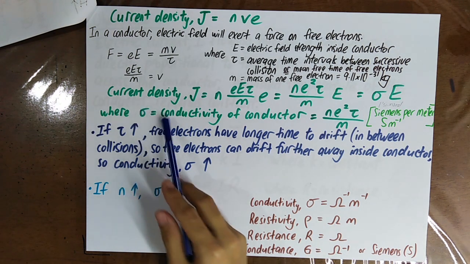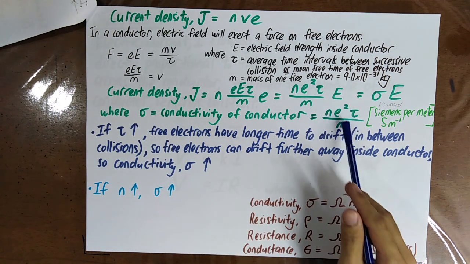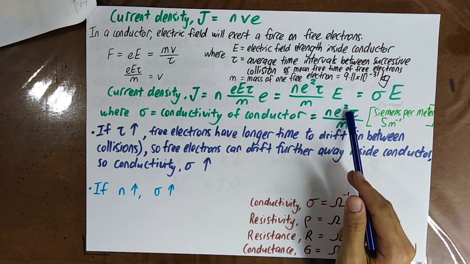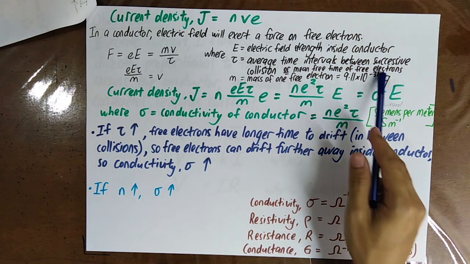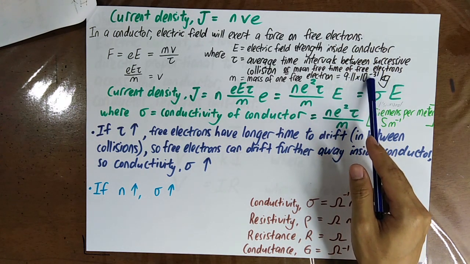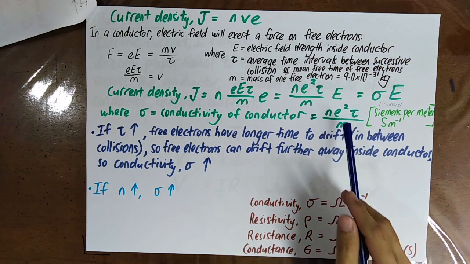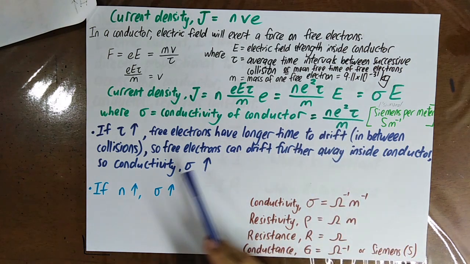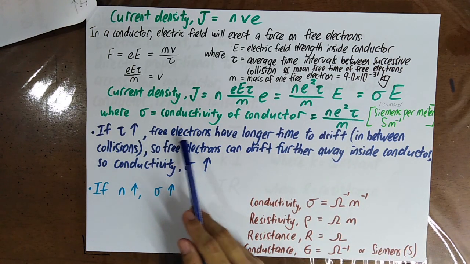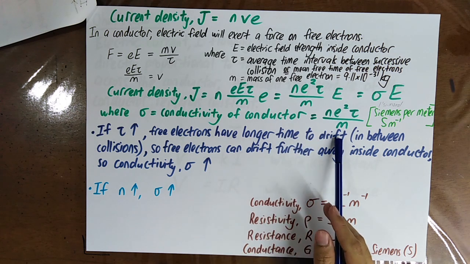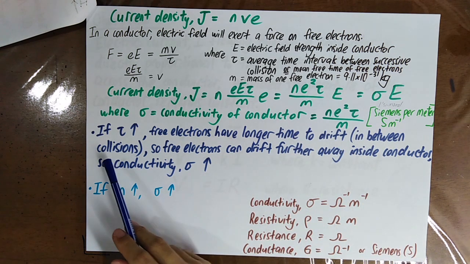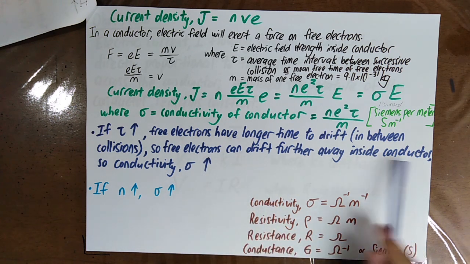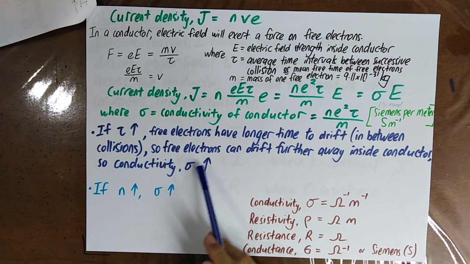So now you know that conductivity equal to Ne squared tau over m. e is just a constant, which is 1.6 times 10 power negative 19. m is also a constant, which is 9.11 times 10 power negative 31 kilogram. So you know that conductivity is directly proportional to N and also tau. If tau increases, then the free electrons have longer time to drift, which is in between collisions, so that the free electrons can drift further away inside the conductor, and therefore the conductivity increases.